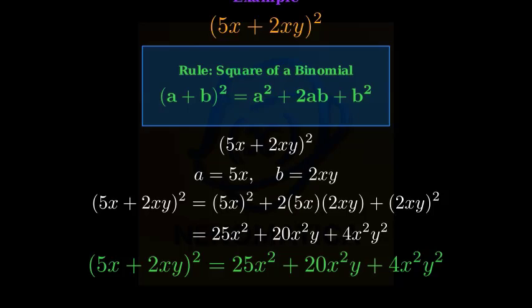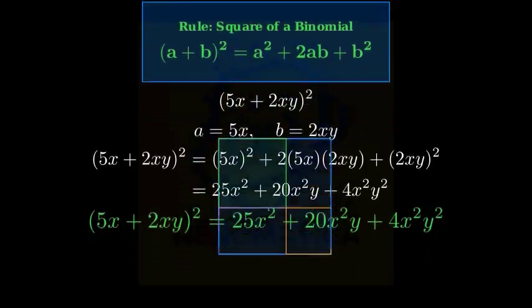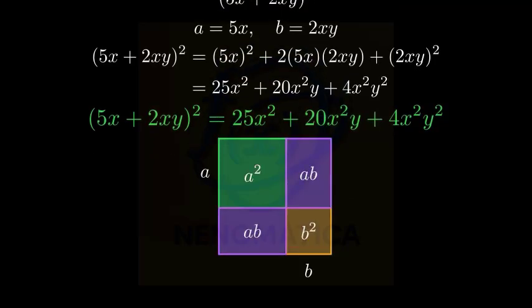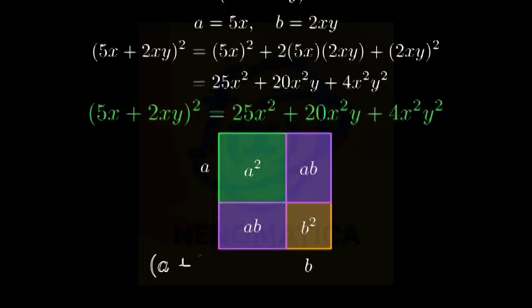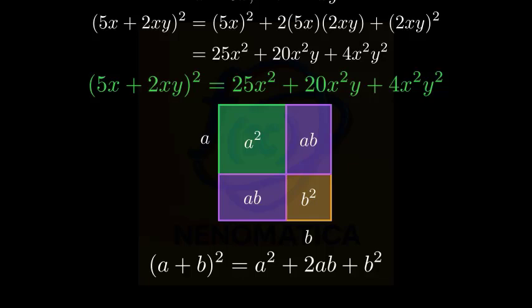To better understand the square of a binomial, let's visualize it geometrically. If we think of a and b as the sides of a square with side length a plus b, then the area of the square would be (a plus b) squared. We can also break down this area into 4 parts: a square with area a squared, another square with area b squared, and 2 rectangles each with area a times b. So the total area is a squared plus b squared plus 2 times a times b, which gives us our formula. (a plus b) squared equals a squared plus 2ab plus b squared.